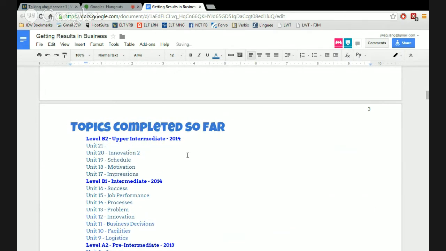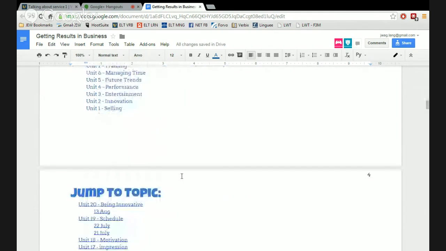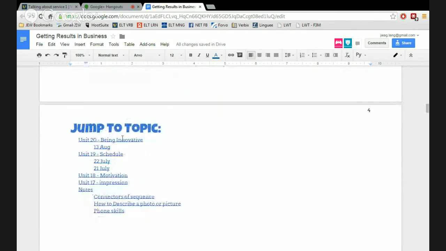I've been doing this class for a year now, so we've done 20 units. This is our third level. We started in level A2, and we're up to level B2. So we're halfway through the intermediate level, and this one is going to be called service, talking about service. So there's 21 service, and then down below that it says jump to topic.